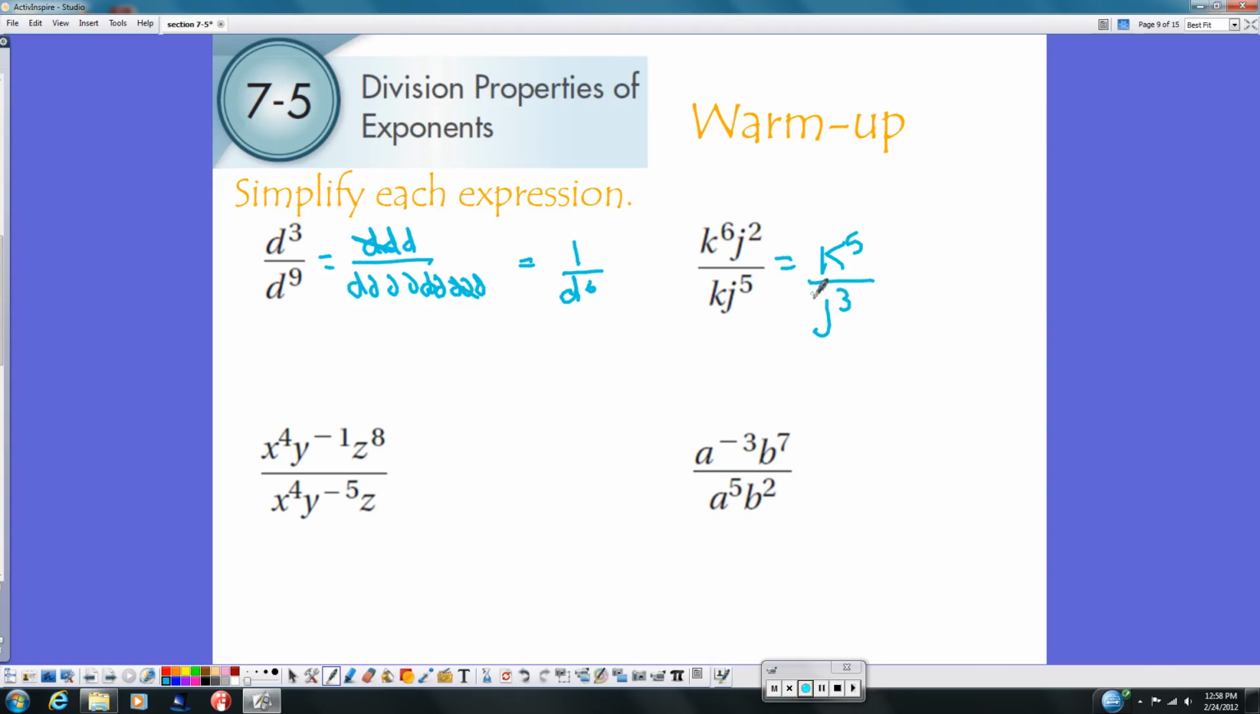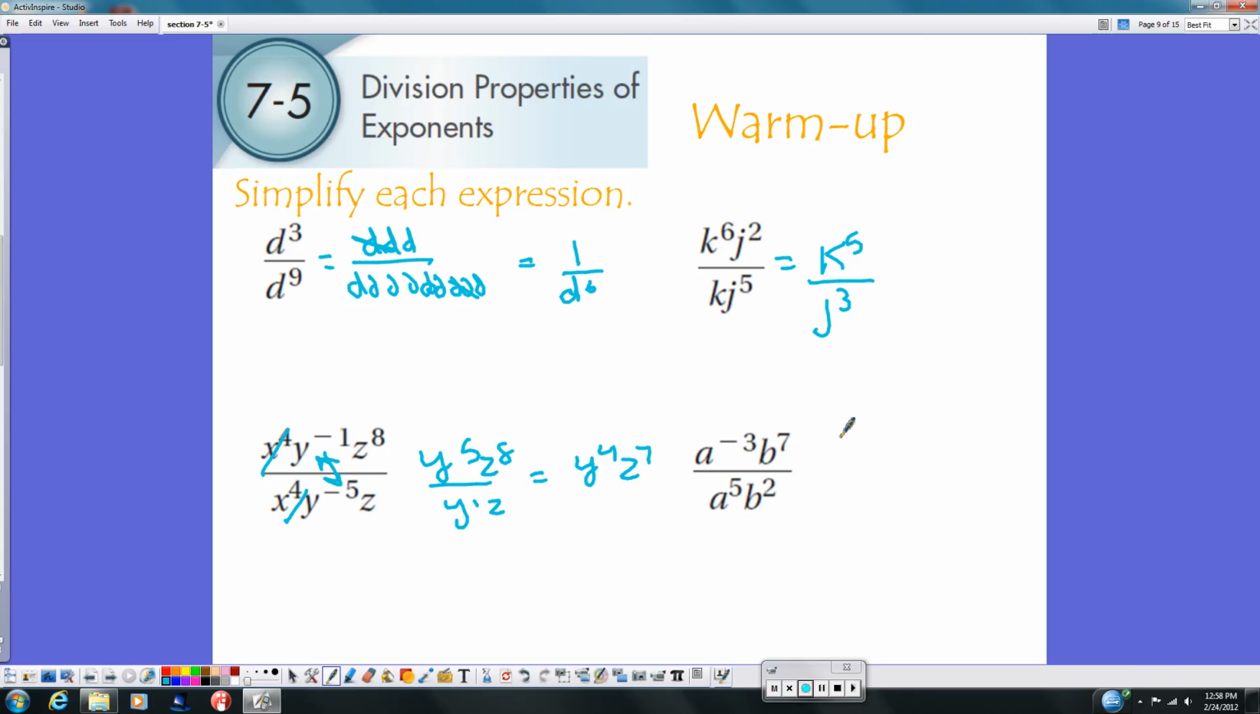Here, the x to the 4ths are actually going to cancel out. The y to the 5th is going to come to the top, and the y to the 1st is going to go to the bottom. So that's going to give me y to the 5th and y to the 1st, and then I have my z to the 8th still up top and my z on the bottom. So since I have 5 y's up top and 1 on the bottom, that gives me y to the 4th. 8 z's on top, 1 z on the bottom is going to give me 7 z's up top.